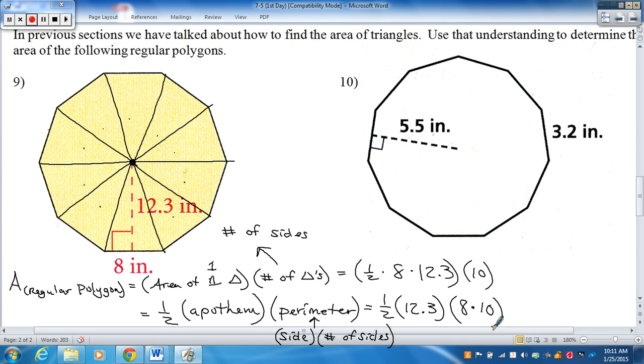Okay? Now, to make sure we understand that both of these formulas are the exact same, 1/2 matches up, 12.3 matches up, 8 matches up, and 10 matches up. So we see that we're going to get the exact same answer for both of these formulas. So in the end, if you calculate out in your calculator, you should get 492 square inches. Okay? And so that's how we're going to figure out the area of these regular polygons coming up today and tomorrow as we work on these. So again, pause your computer for a couple of seconds here. See if you can figure out the area for number 10.